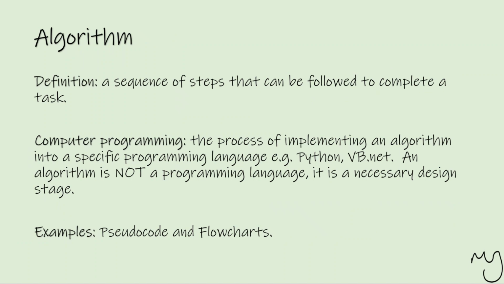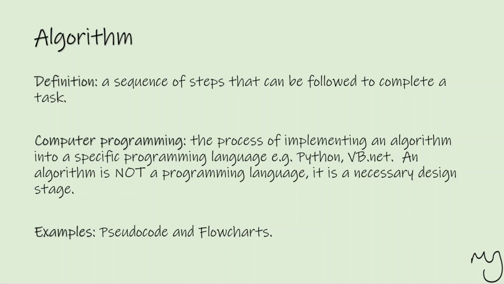The term algorithm is the third of four cornerstones that make up this idea of computational thinking. And the definition of an algorithm in a real-world context is that it's a sequence of steps that can be followed to complete a task. And that differs just very slightly in a computer programming sense, whereby it's the applied use of those things. And we describe it as the process of implementing an algorithm into a specific programming language, for example, Python or VB.NET.